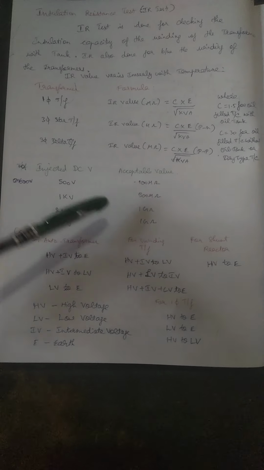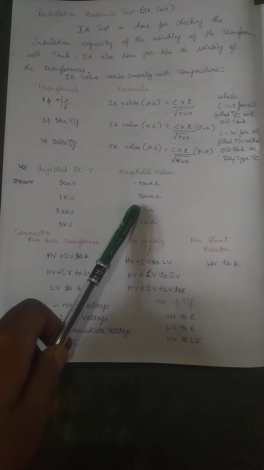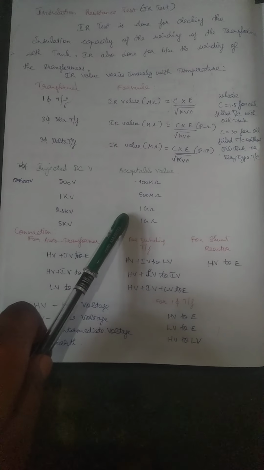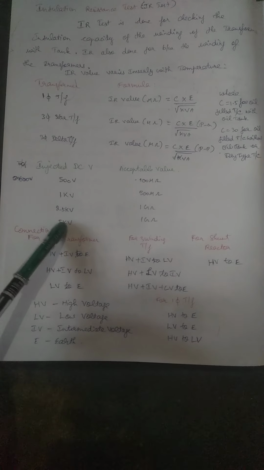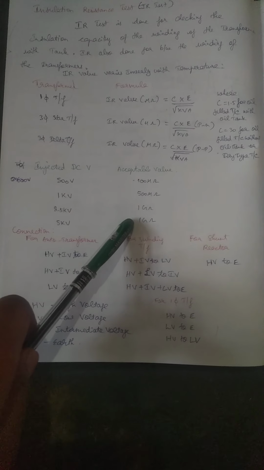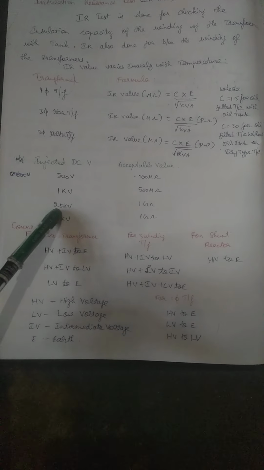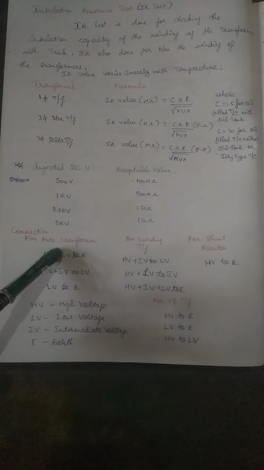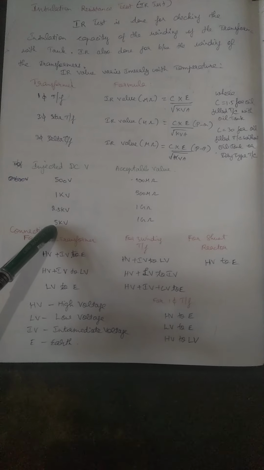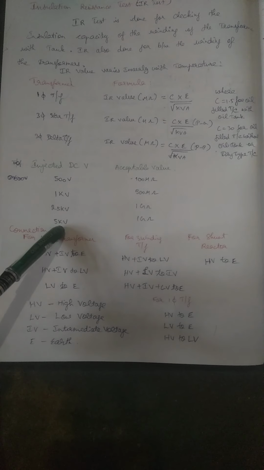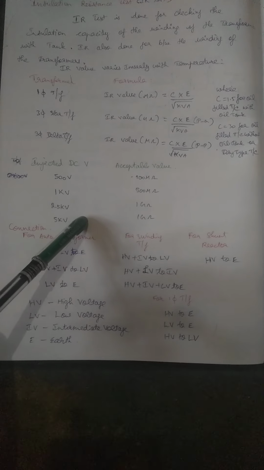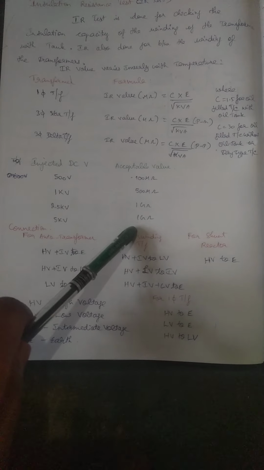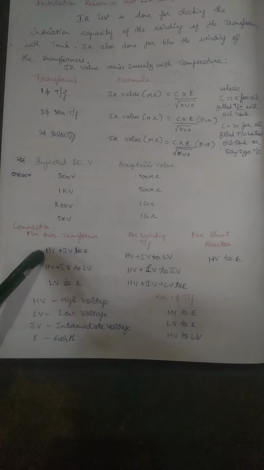Then for 1 kV it should be greater than 500 megohm. Then for 2.5 kV it should be greater than 1 giga ohm. Then for 5 kV it should be greater than 1 giga ohm. At maximum we will inject up to 5 kV only of DC voltage. Even if the transformer is an 800 kV transformer, the maximum we will inject is up to 5 kV only for clearance checking.